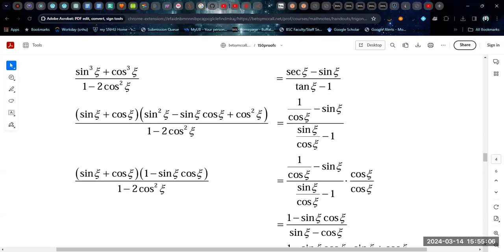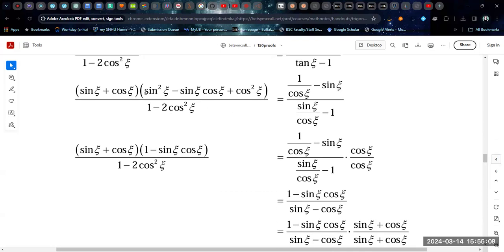Now, in the next step, I have my sine squared and my cosine squared. Sine squared plus cosine squared is 1, so I'm going to replace that with a 1. And then on this side of the expression, I'm going to get rid of these denominators. So I'm going to multiply the top by cosine and the bottom by cosine.